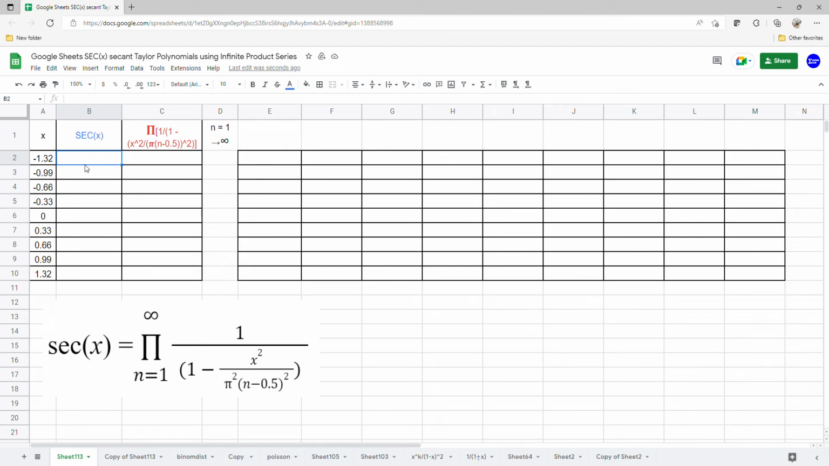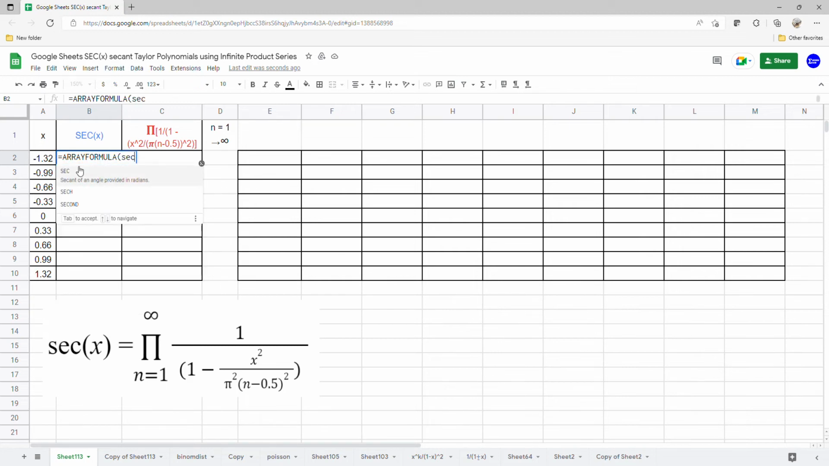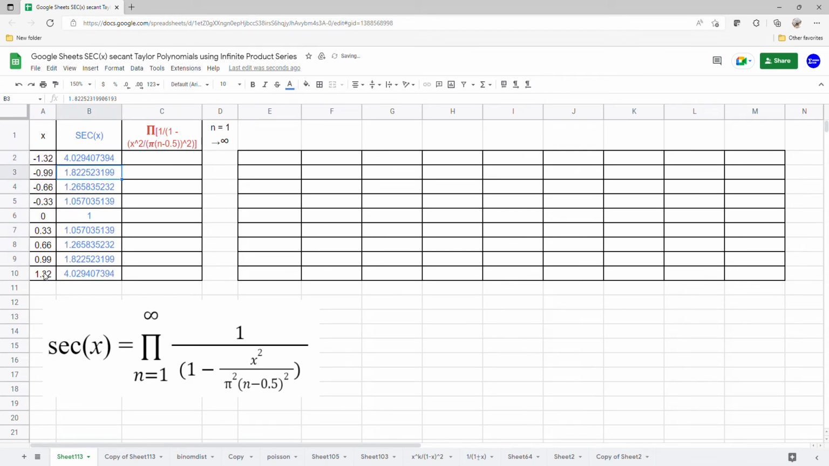In this video, we'll generate a trendline and polynomial of secant using the infinite product series. We begin with the dataset of secant. So array formula: secant of the x values from negative 1.32 to positive 1.32.